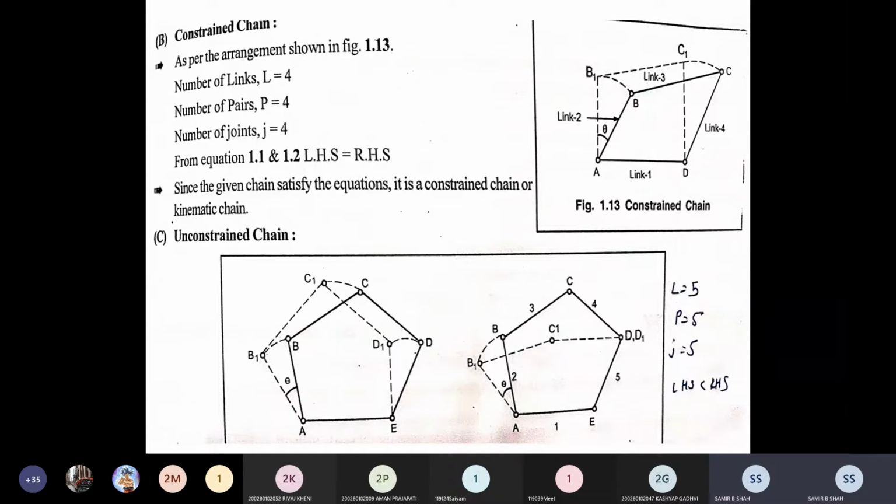And for an unconstrained chain, you can see it here. It is one kind of mechanism where the shape is like a pentagon.